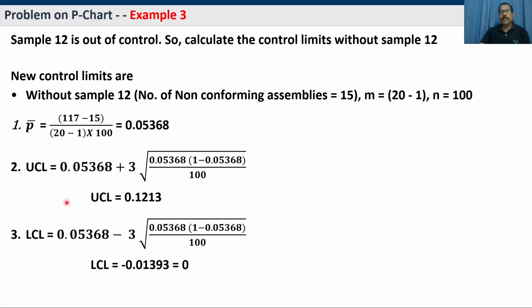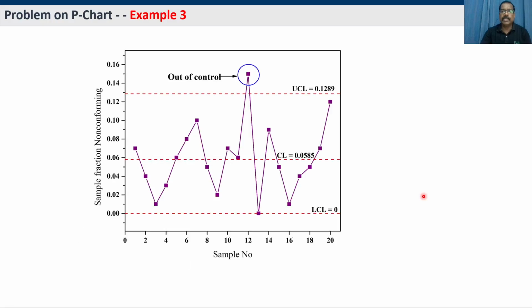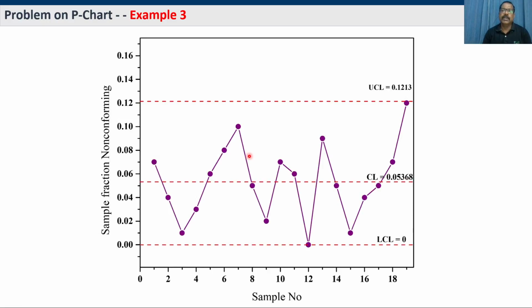With this P bar you can calculate the upper control limit and lower control limit and plot it again. So you are simply removing some data and plotting. You have to recalculate all the limits without that data. Then plot it, and you can say whether the process is under control or not.